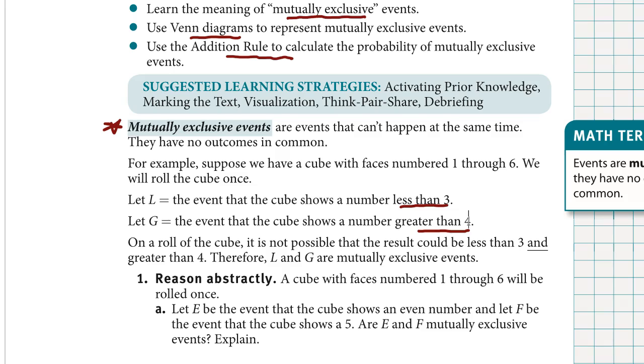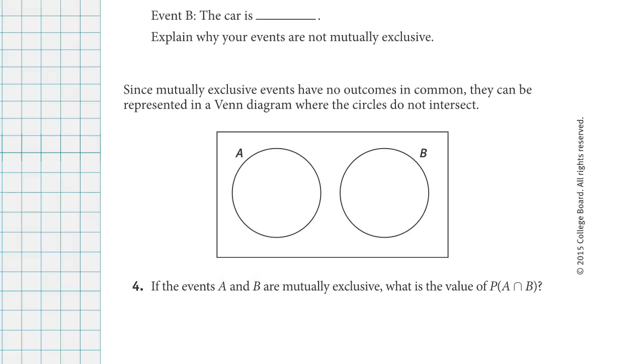On the next page you'll see a Venn diagram, and we've been using Venn diagrams to create a visual image of our different probability situations. Let's show mutually exclusive with a diagram. Do you see the difference between this Venn diagram and all the previous ones we've drawn? The circles do not overlap.